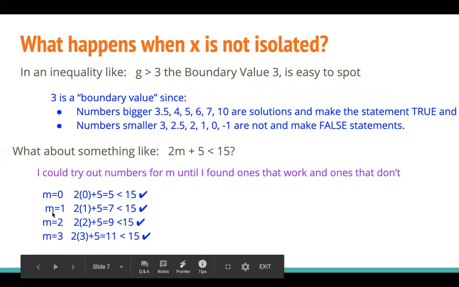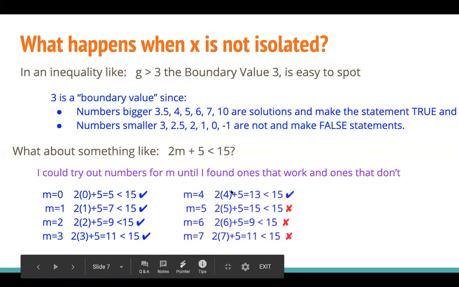Yep, if I substitute in 1, 2 times 1 plus 5 is 7, that is less than 15, yep. And 2, I get 9 is less than 15, yep. M equals 3, yep, that's still true. M equals 4, I get 13, that is still true. And here, when I get to 5, wait, 2 times 5 is 10, plus 5 is 15. That is not less than 15.